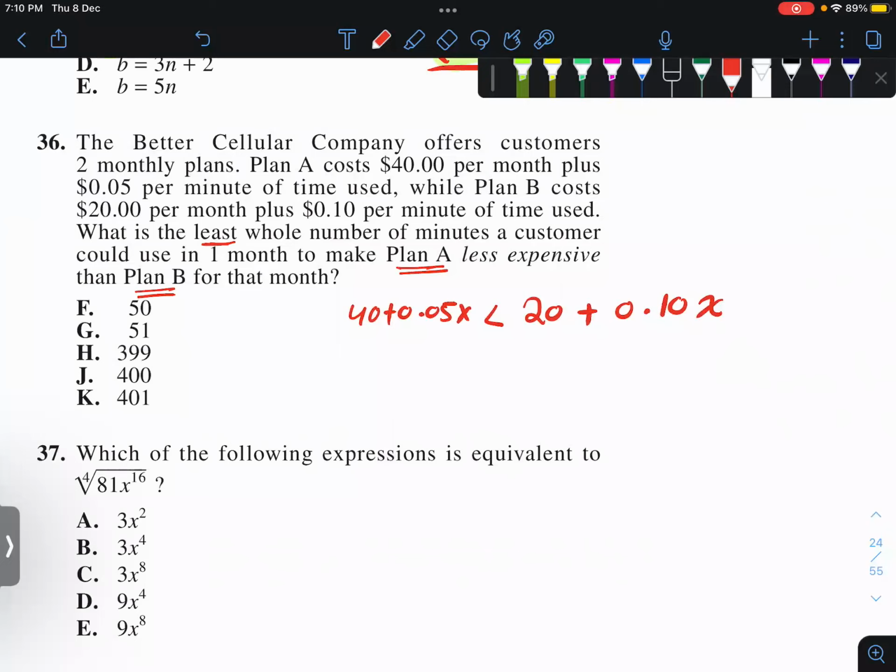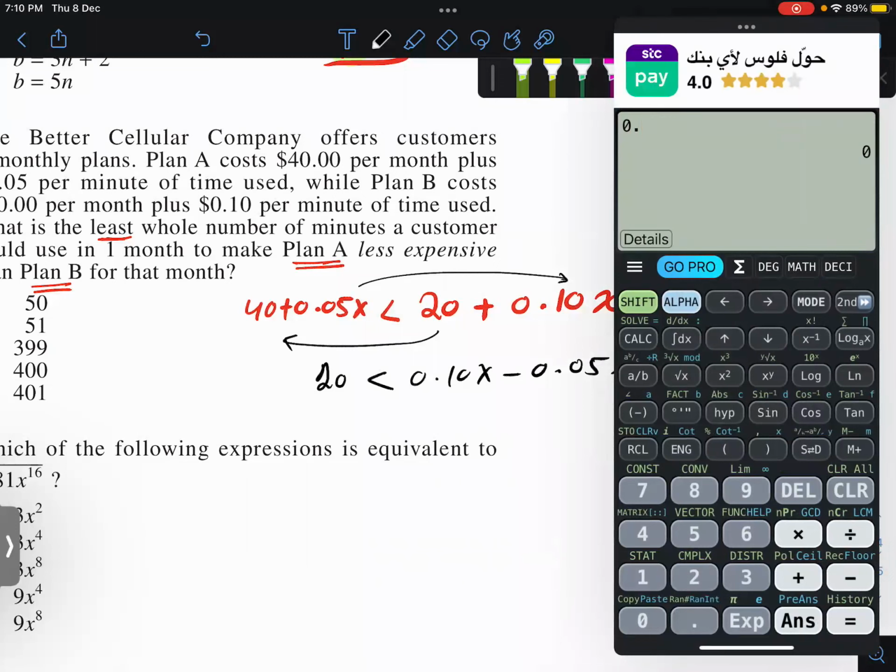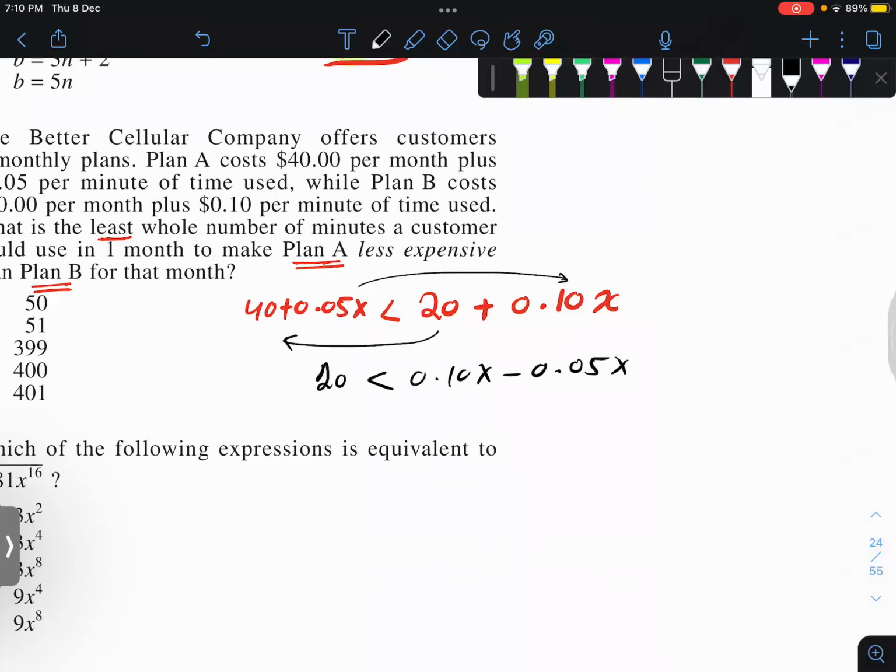Okay, we can here plug in values of x or substitute. Sorry, solve for it, like combining like terms and so on. So bring this here, like 40 minus 20 gives 20 less than 0.10x minus 0.05x. And do this on the calculator, like 0.10 minus 0.05. It's 0.05. Okay, fine. Now 20 divided by 0.05, it's 400.